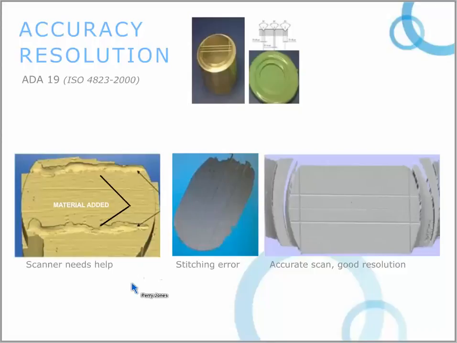Let's compare that to what we see with a digital scanner. Here you can see a scanner. If you look closer, you can actually see errors in capturing the groove that runs through that standard. Here is an example with some stitching errors, and here is an accurate, good scan with good resolution, good accuracy, good resolution that you can see from a good digital scan.